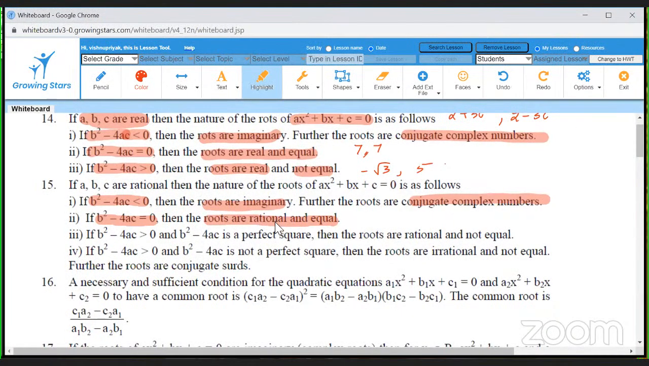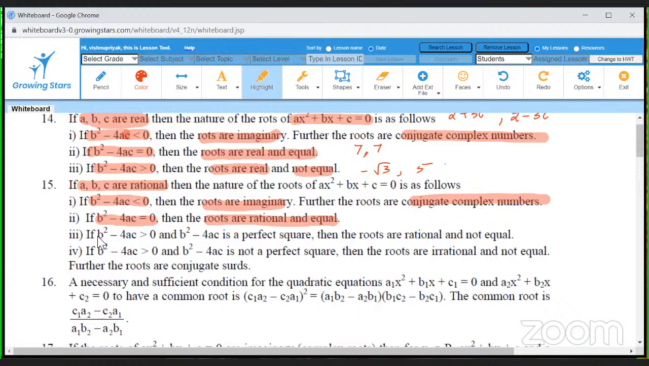Why now are they not saying real? Because a, b, c are rational, not real. I mean, of course they are real, but irrational numbers are not included. So a, b, c are rational. That's why the roots are rational.